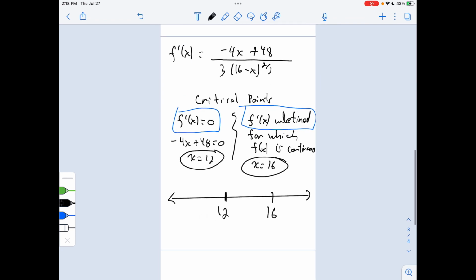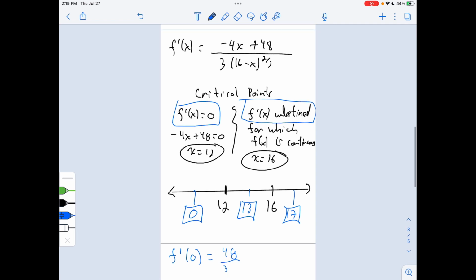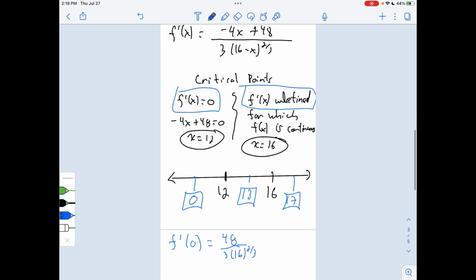And what I'm going to do is this. I'm going to pick points that are in these intervals right here. So let's say something like 0, on this number line, something that's less than 12, something between 12 and 16, 13, and then something greater than 16, 17. What I'm going to do with all of those is put them into your derivative, and calculate what you get for each of these. And, well, to be more specific, I'm going to calculate the sign of all of these numbers.